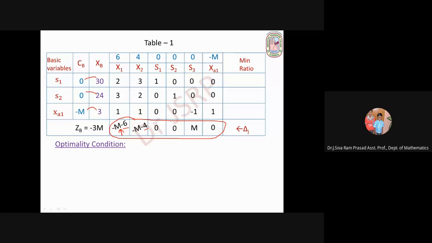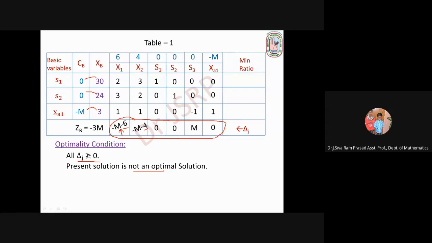So here we have minus M, so it is a negative term. Here also we have minus M, a negative term. These are zeros. This has M coefficient 1, so this is a positive term. So these two are the only negative terms. So all delta j are not greater than or equal to 0. So the optimality condition is not satisfied. So the present solution is not an optimal solution.